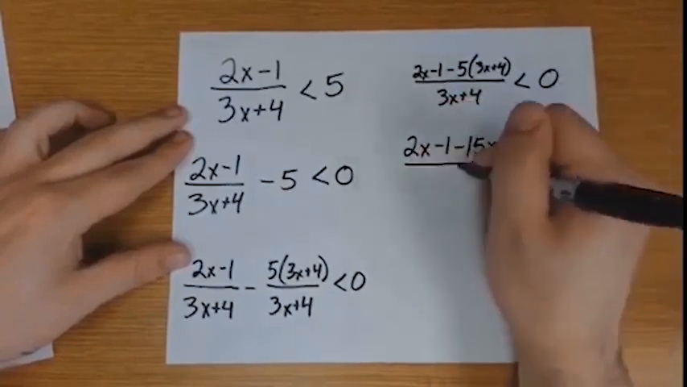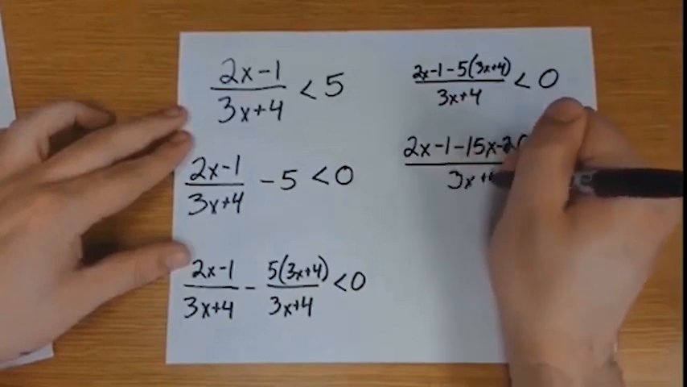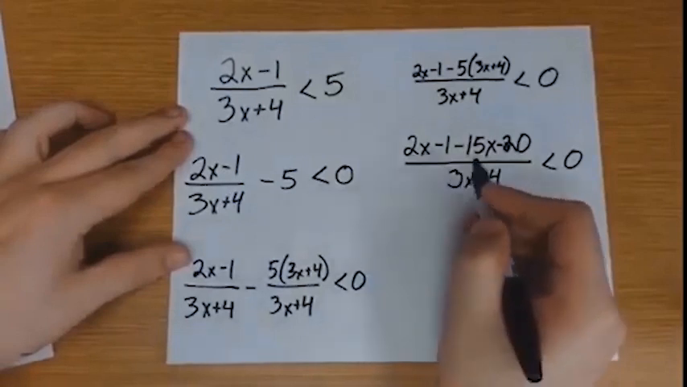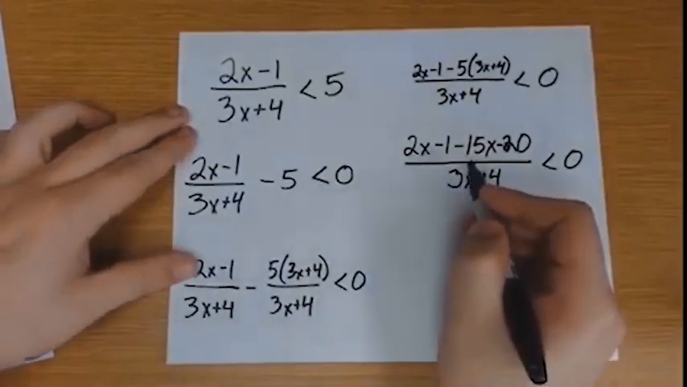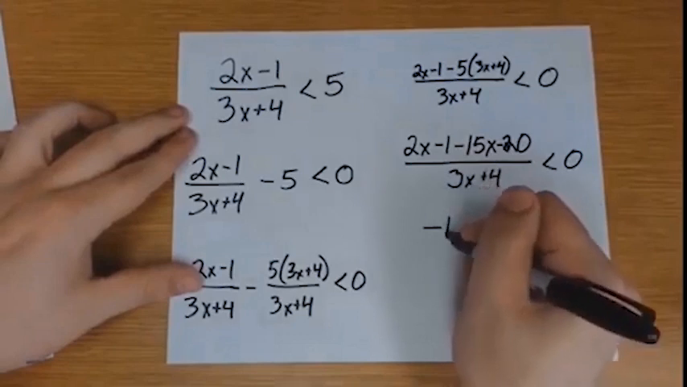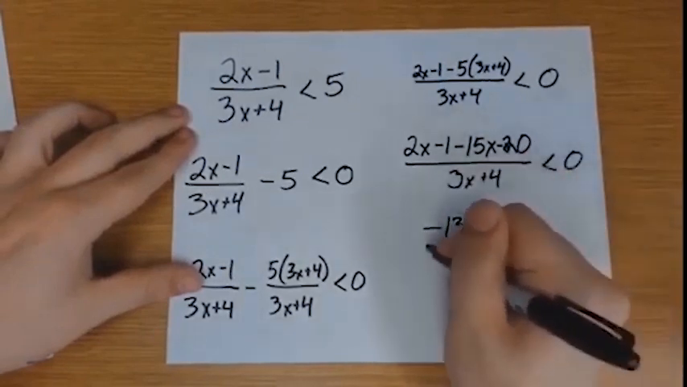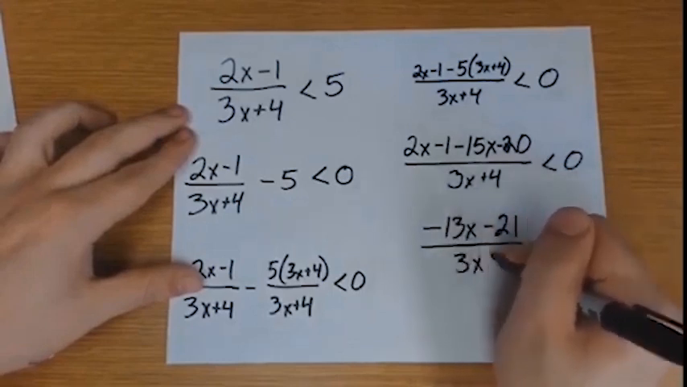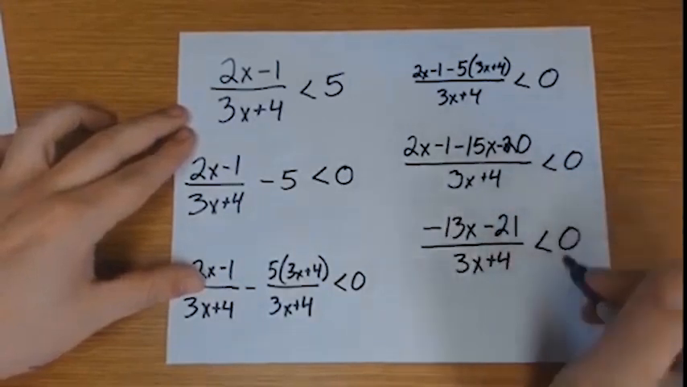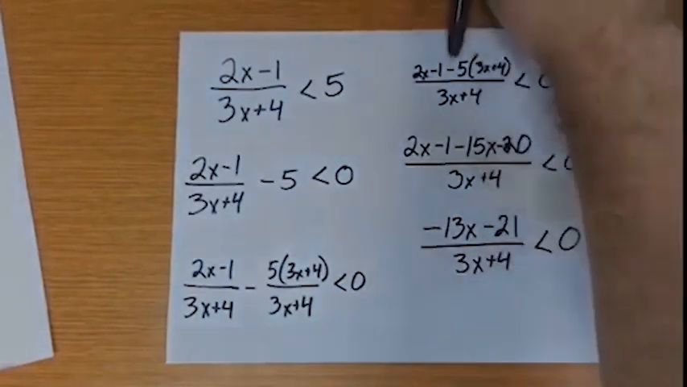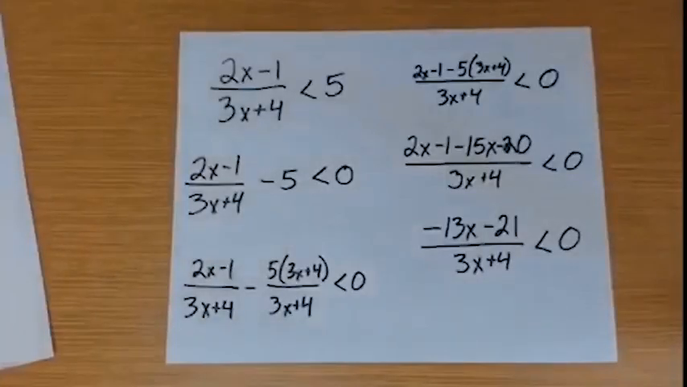I didn't make a mistake. You made a mistake. All over 3x plus 4. Simplify up top. 2x minus 15x is negative 13x. Negative 1 minus 20 is negative 21, all over 3x plus 4, is less than 0. Yes, this is what this problem is supposed to look like. There are not any mistakes.